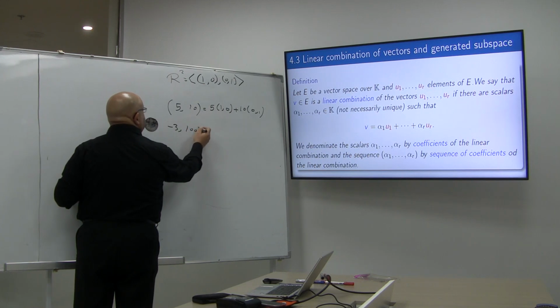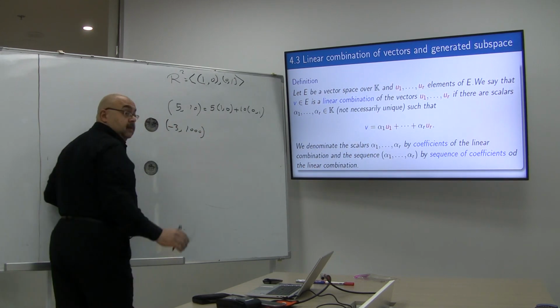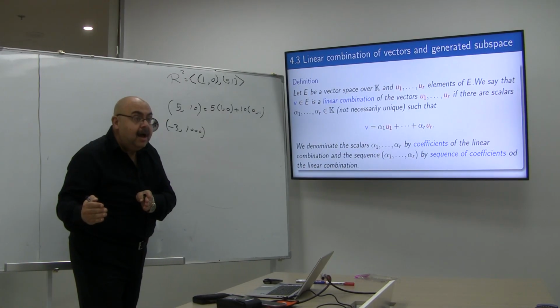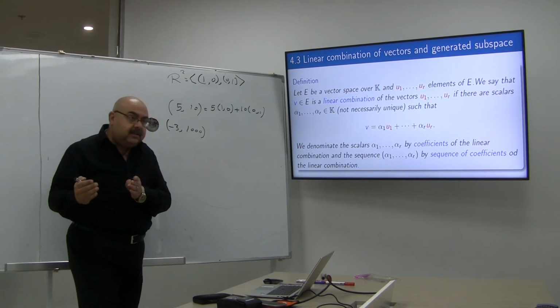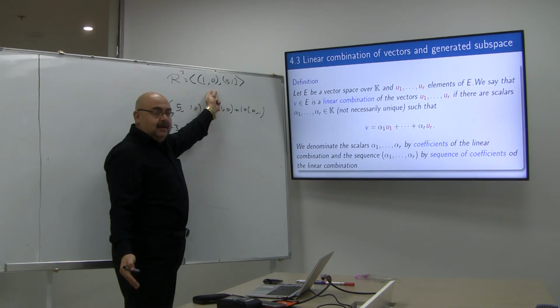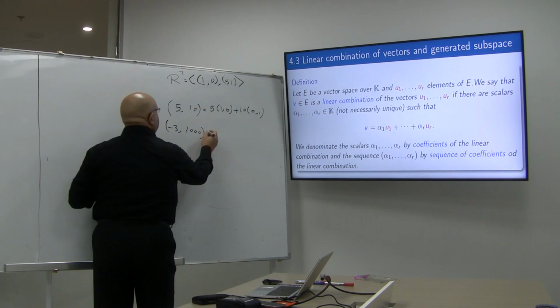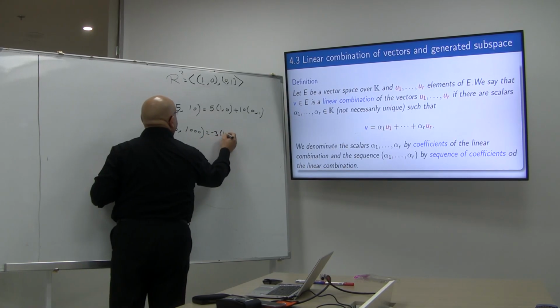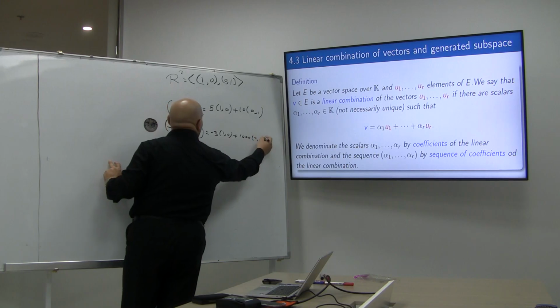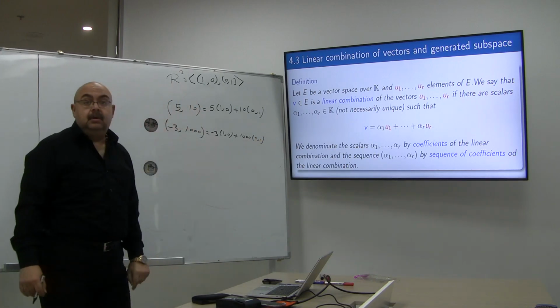3 and 1000. That's a vector, belongs to R2. I can generate it from the principal two vectors, those two vectors. How? Very simple. I will multiply negative 3 times (1, 0), then plus 1000 times (0, 1).